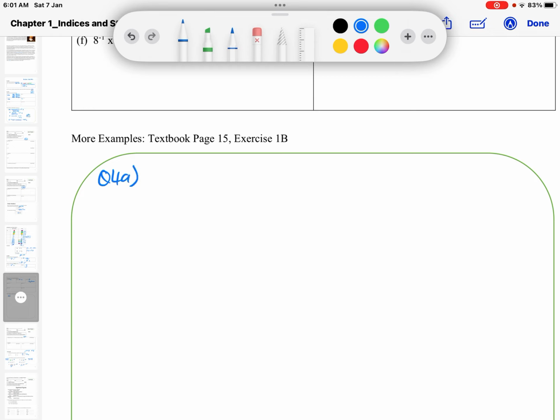Question 4a, just for you to recap: a to the power of negative 4, when I rewrite it in the positive index form, what would be the answer? A to the power of what? Fill in the answer here. Now for part B, negative 3b to the power of negative 5, I would like you to write down how you express this in the positive index form. If you forget, I will give you a hint. Write it as this first, 1 over b to the power of 5.